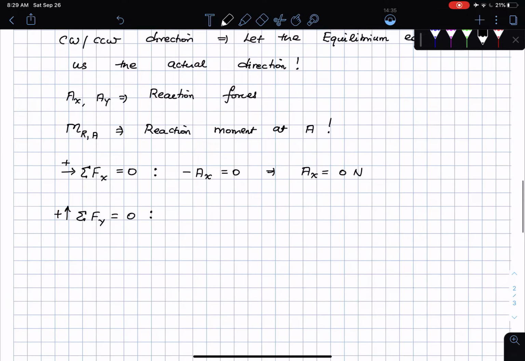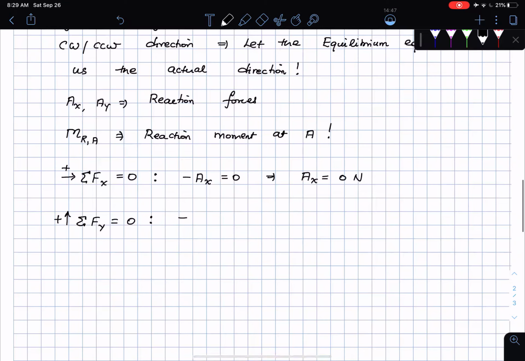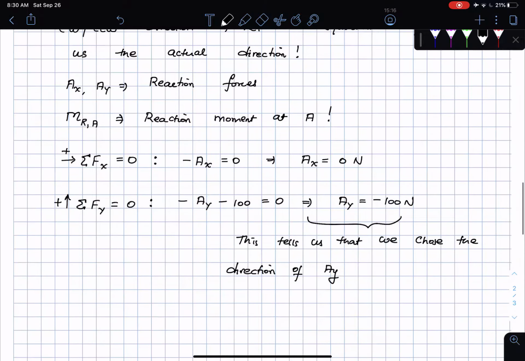What are the forces that are pointing vertically up? I go to my figure here. AY is pointing down, 100 newtons is also pointing down, which means both of them have to be written with a negative sign. So this is going to be minus AY minus 100 is equal to 0, which implies that AY is actually equal to minus 100 newtons. Okay, so what does this tell me? So this tells us that we chose the direction of AY wrongly to begin with.